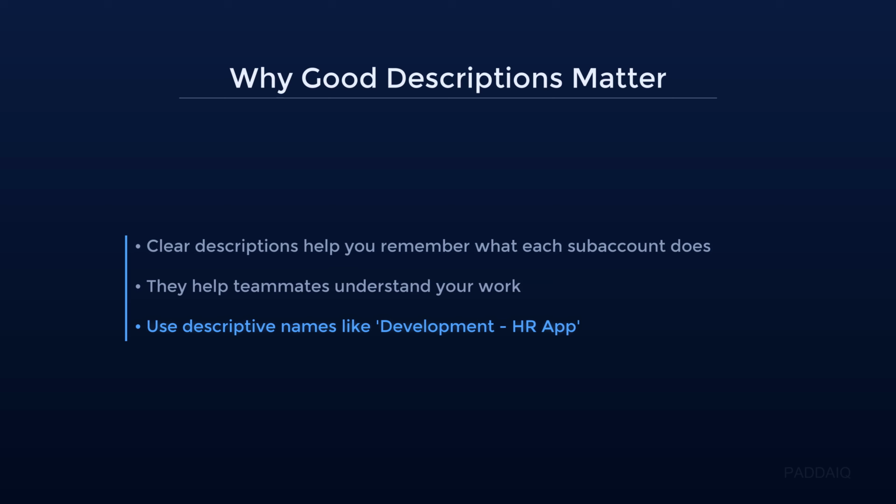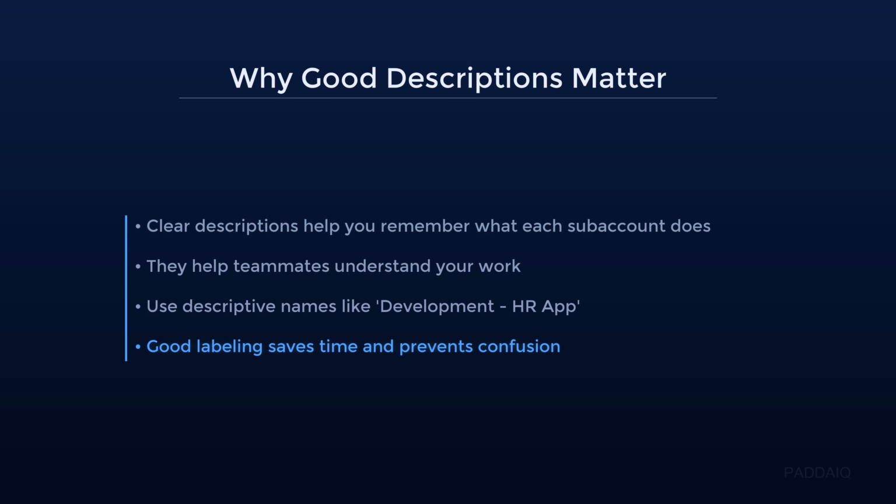Use descriptive names like Development HR App. This means giving your projects names that clearly explain their purpose. For instance, instead of naming a project Project 123, name it Development Employee Onboarding Portal. This immediate clarity helps everyone on your team quickly understand what each project involves without confusion.